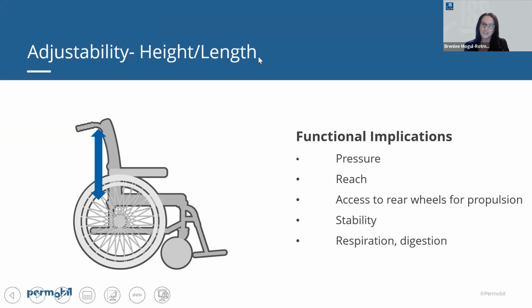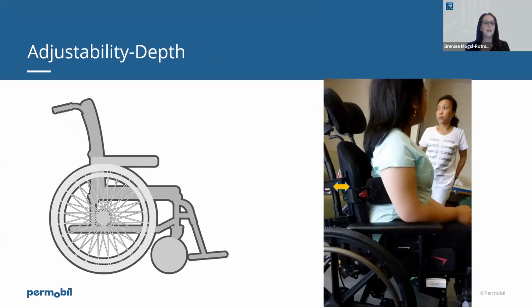And we always try to go with, let function win, but we also need the client to be stable and positioned in order for that function. So there might be some compromise, but the functional implications you can see for the height and the length of backs are listed there. Depth of the back support is how forward or rearward the back is mounted on the wheelchair. And this is definitely going to affect the seat depth as well. If you adjust one, you're going to have to adjust the other one.